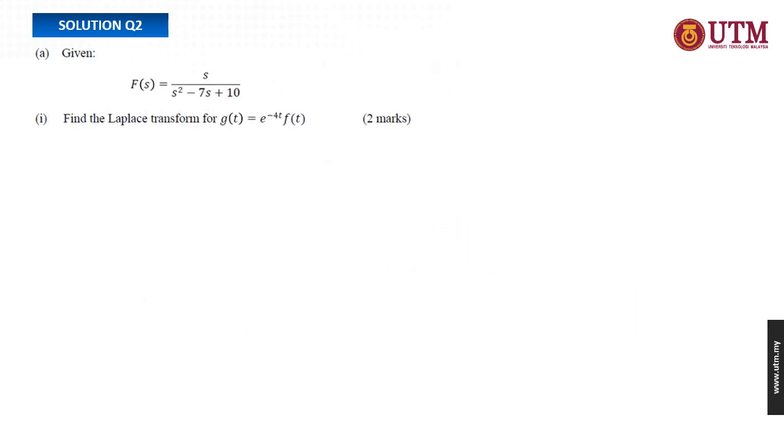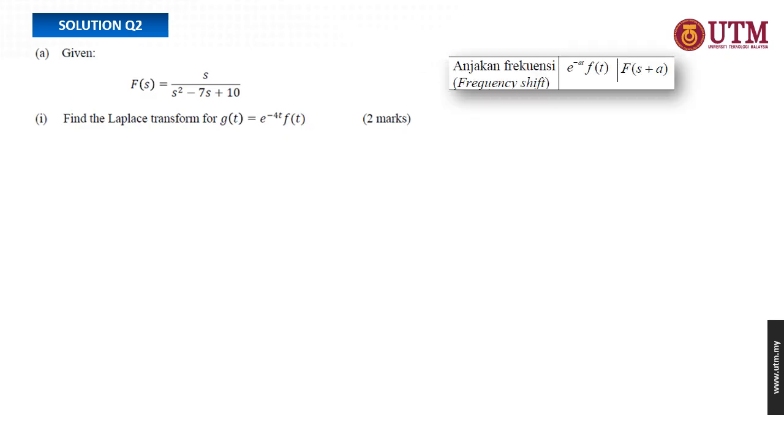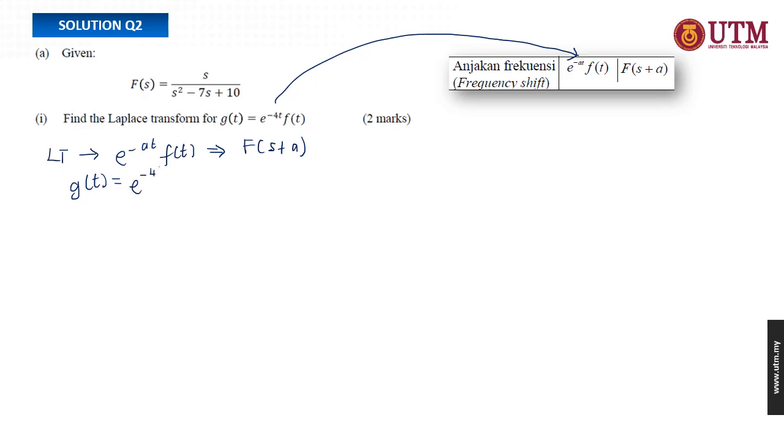Okay, let's look at the first part of question 2. So given the F(s), find the Laplace transform for g(t) equal to e to the minus 4t f(t). Therefore, you need to always refer to the Laplace transform table in the first place. So you may notice that this equation is in the shape of this. Okay, therefore you can write the equation. So e to the negative at, from the Laplace transform table, e to the minus at f(t) equal to, will produce F(s plus a).